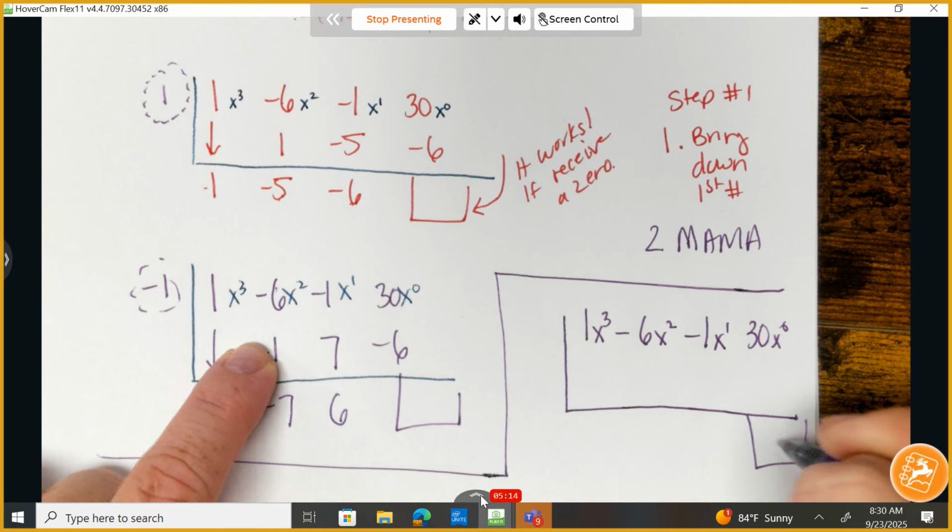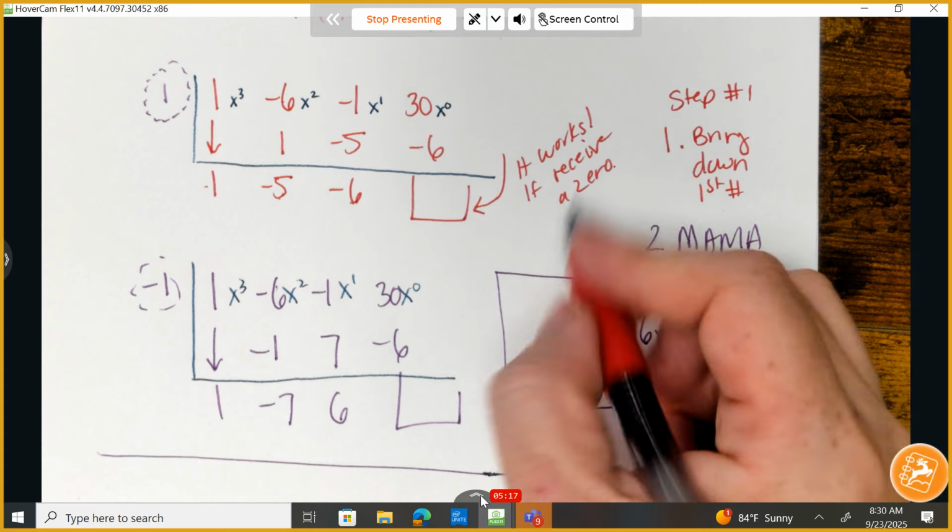How do I know it works? I end up with a remainder of 0. Okay, I'm testing now positive 2.